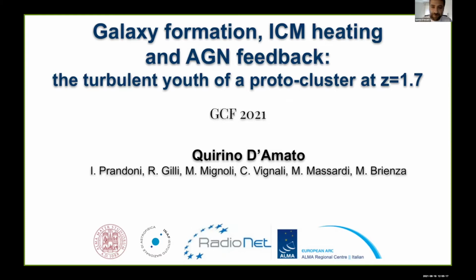I'm Quirino D'Amato, a PhD student in Bologna, and I work with Isabella Prandoni and Roberto Gilli, who talked about another overdensity at redshift 6 in Monday's talk. I will talk about the same field, but another overdensity at redshift 1.7. This structure is very interesting. It is assembling around a powerful FR2 and shows signatures of interaction between the FR2 and the surrounding medium, and possibly also with nearby galaxies.